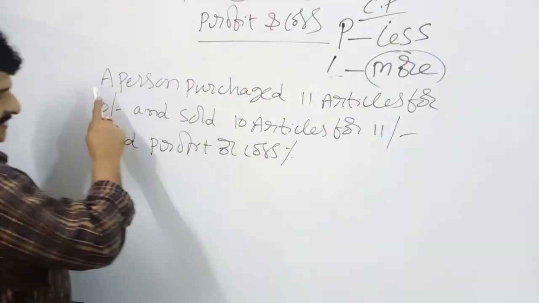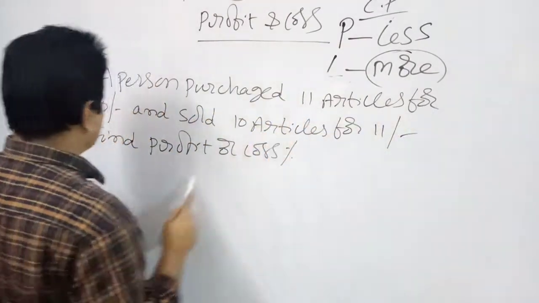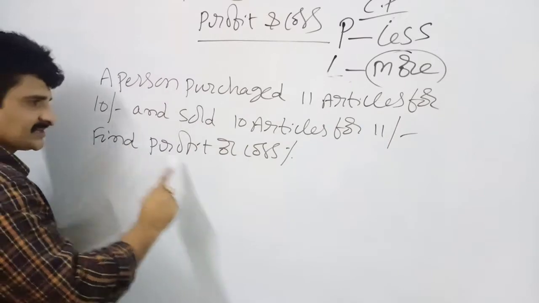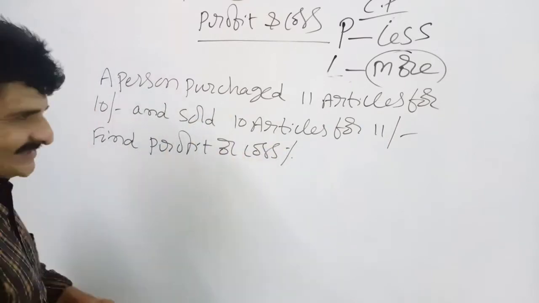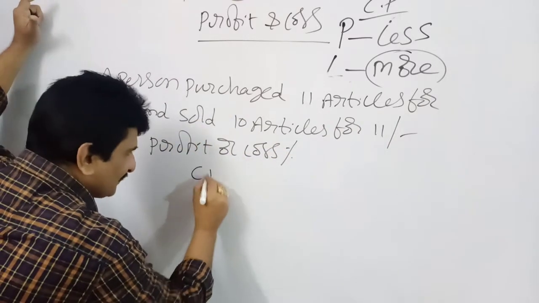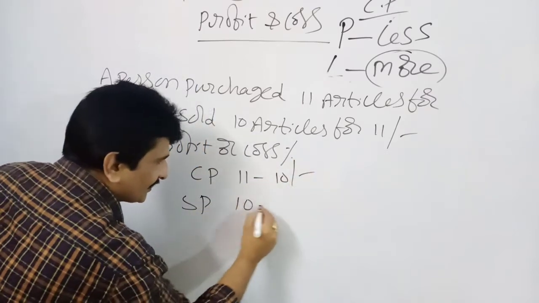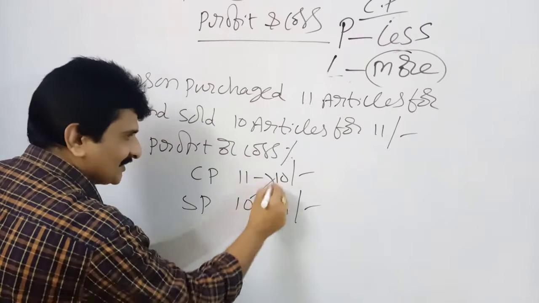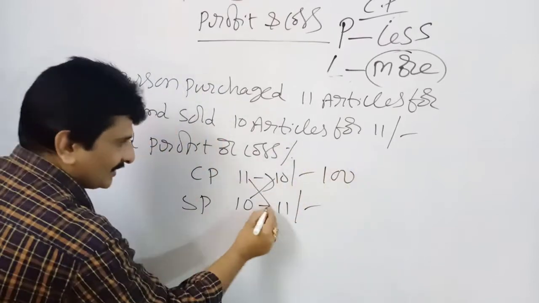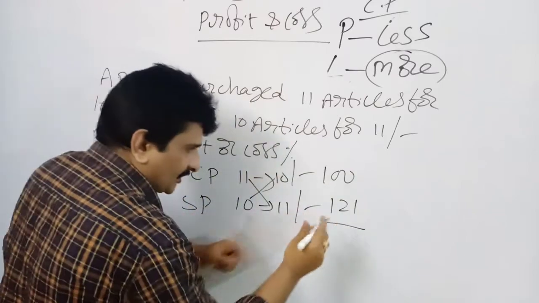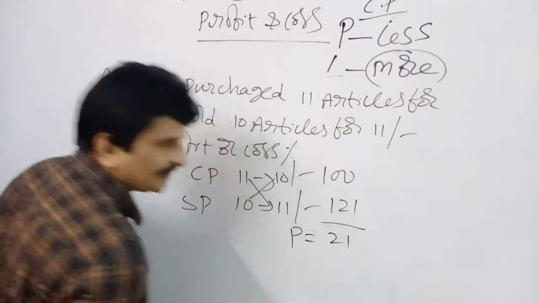Next model. A person purchased 11 articles for 10 rupees and sold 10 articles for 11 rupees. Find the profit or loss percentage. Again the same thing. You cross multiply them. 10 10s are 100. 11 11s are 121. CP is 100. SP is 121. So there will be a profit of 21.